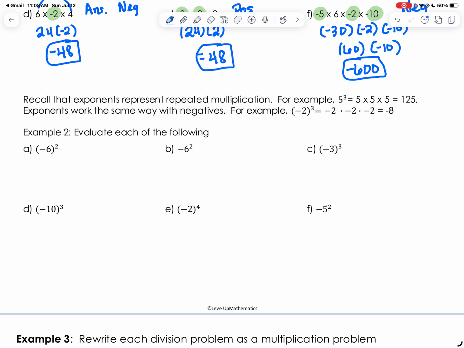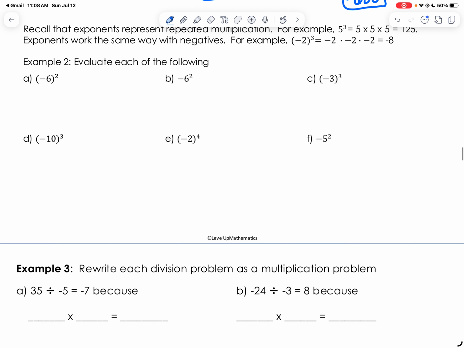Exponents work the same way with negatives. For example, if you have (-2) cubed, that means -2 times -2 times -2, which is -8. So in example 2, it says evaluate each of the following. And we have (-6) squared. Now I want you to notice that -6 is inside the parentheses. So that simply means we're multiplying -6 times -6. And a negative times a negative is a positive.